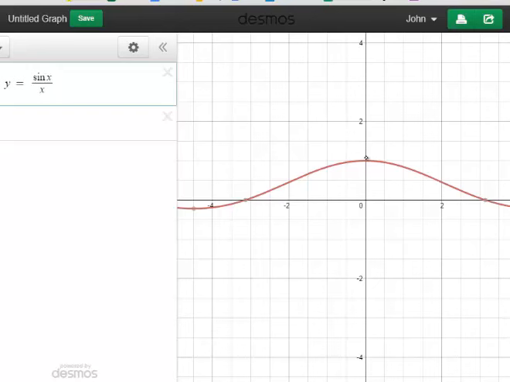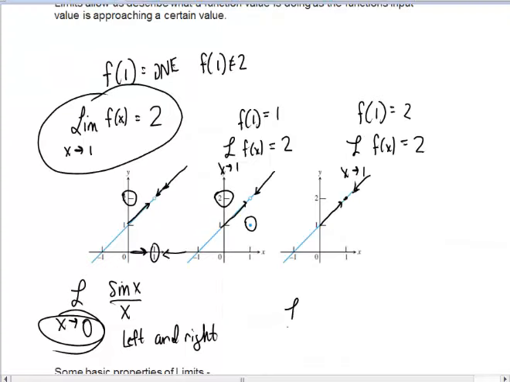So here you could say, back in our notes, that from looking at the graph, as x goes to 0 of the crazy function sine of x over x, that is equal to 1.